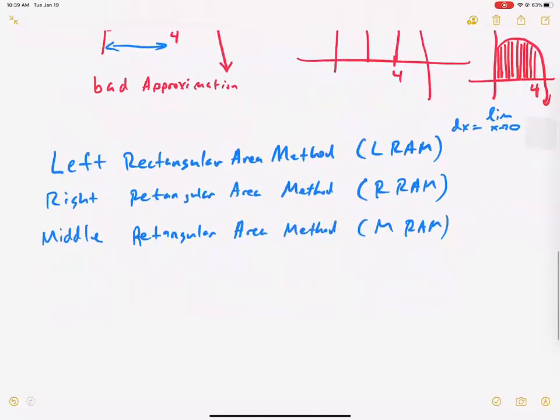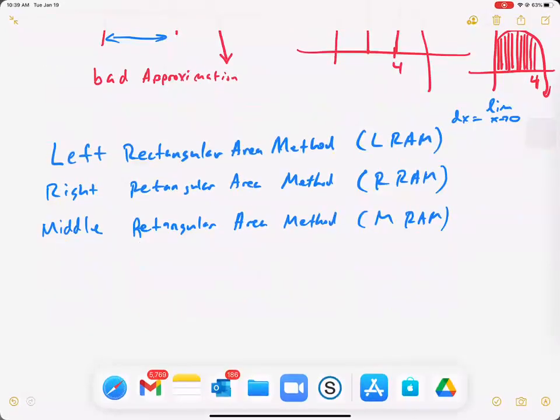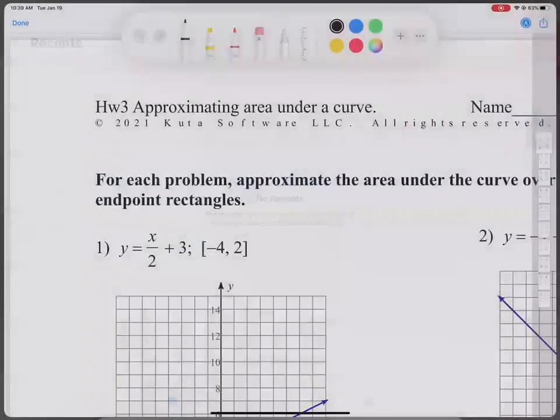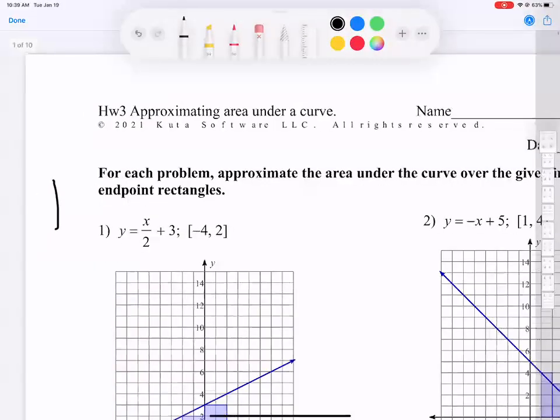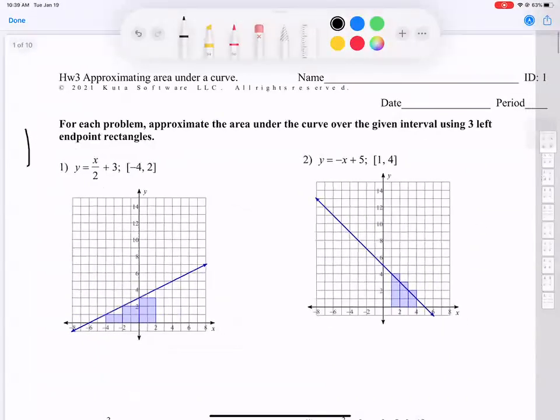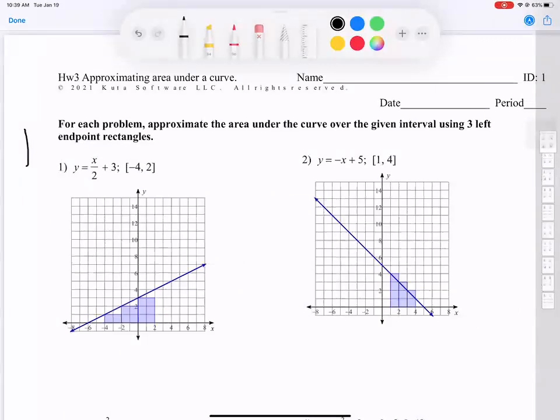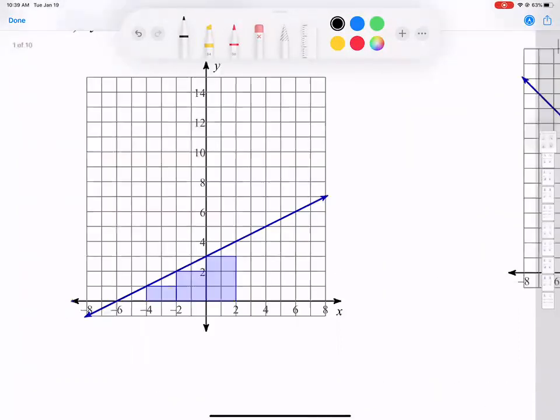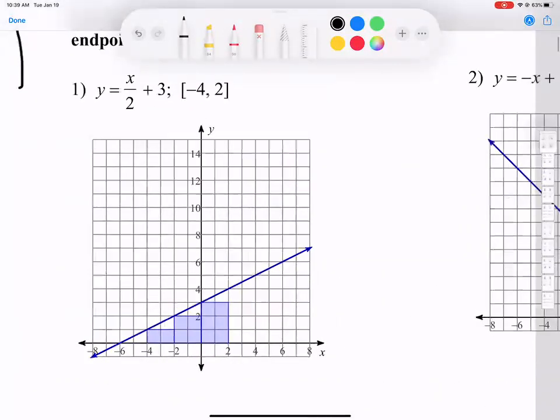So let's first start with something easy. I'm going to go ahead and jump over to the worksheet I have for you guys today. And the statement is, for each problem, approximate the area underneath the curve using 3 left endpoint rectangles. So I want you guys to look at this because this is already drawn out for you, and in CUDA, you guys will be looking at this.